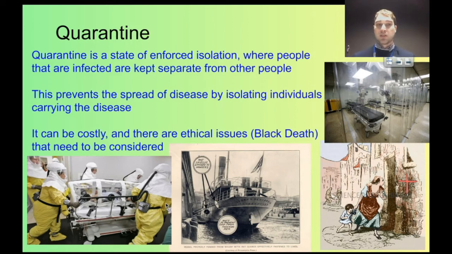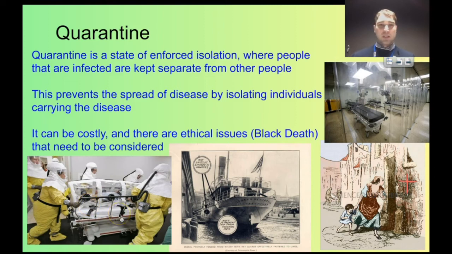This can be quite costly, so setting up a unit like this in a hospital can cost a lot of money, and you need to have specialist staff that are trained in the use of and how to deal with quarantine and how to use the equipment in particular, so it can be quite costly.